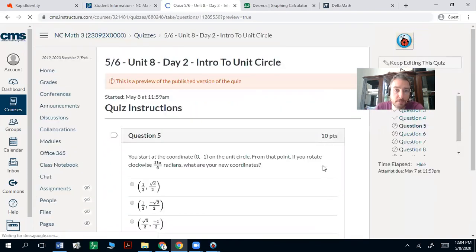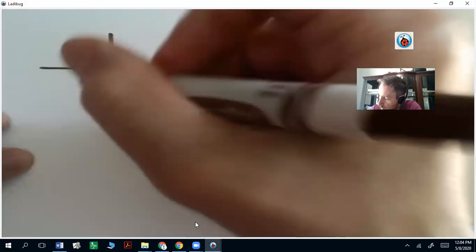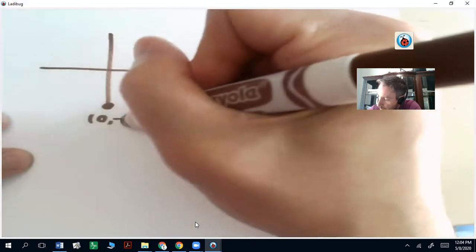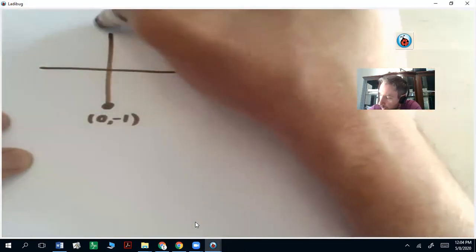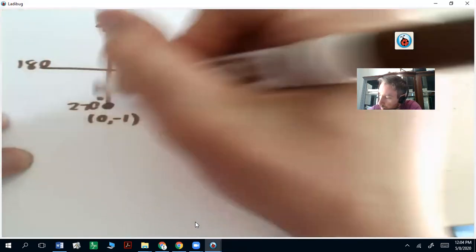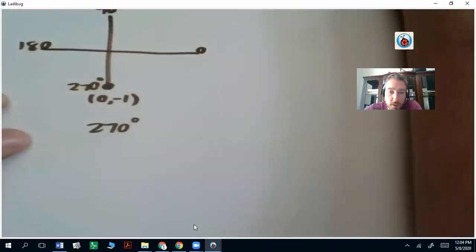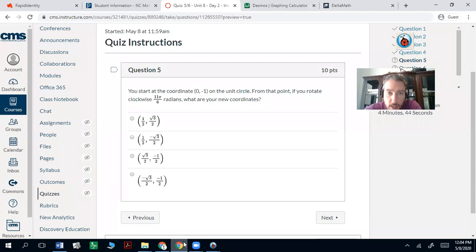Let's look at question 5. You start at 0, -1. All right, so 0, -1, that's going to be down there at the bottom here. And that's going to be, well, that's 0, 90, 180, 270 degrees. So I want to start at 270. It says clockwise 11 pi over 6. That's radians. That doesn't help me.